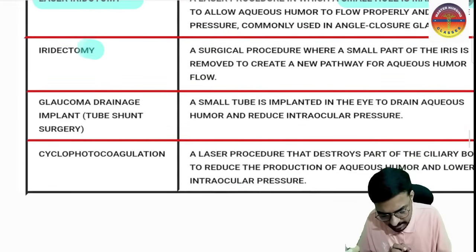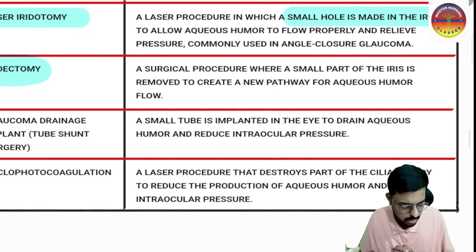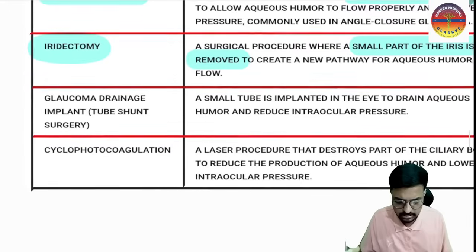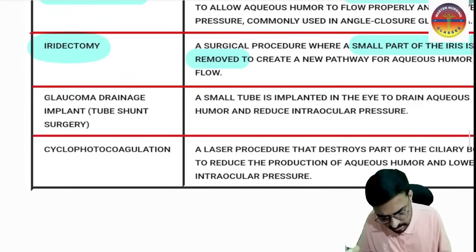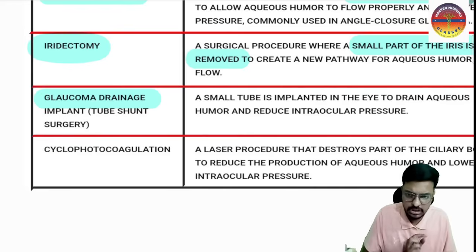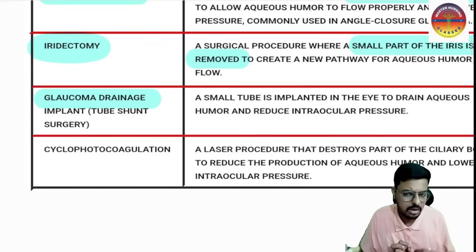And we have the iridectomy, complete removal of the iris. It is a surgical procedure in which a small part of the iris or the entire iris is removed, to create a new pathway for the aqueous humor flow. Next we have the glaucoma drainage implants. These are small tubes or shunts that we keep in the trabecular meshwork, so all the aqueous humor will easily get drained out.